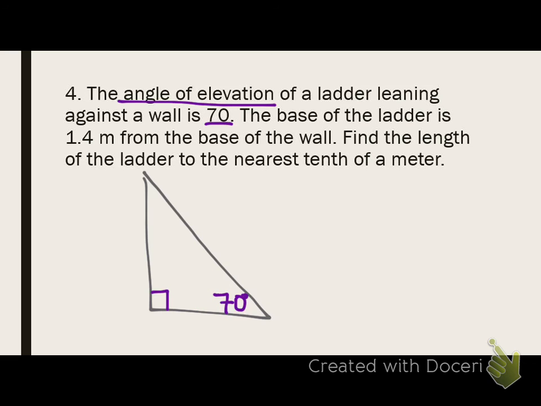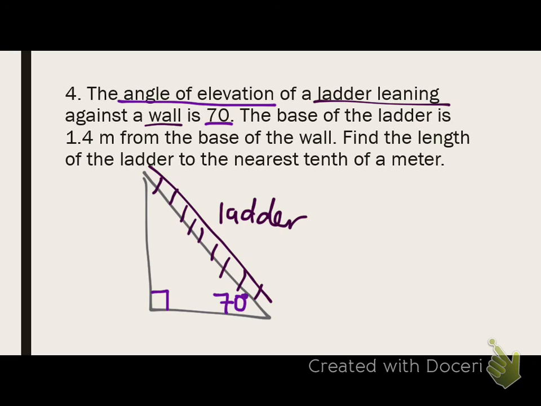So let's talk about what each of these sides represent then. We've got the word ladder. Which of these is a ladder? The far left. The hypotenuse is the ladder. We also, so ladder leaning, we also have the word wall. Which of these would represent the wall? Yeah, the left, yep.